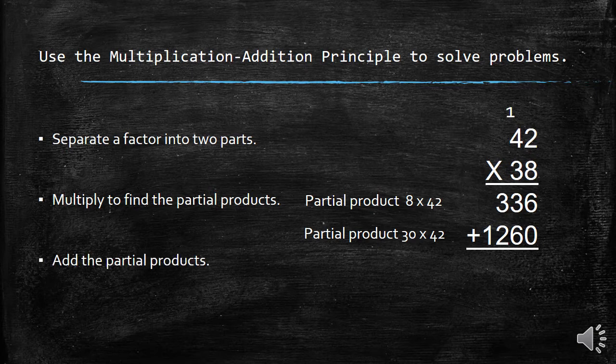The next step is to add the partial products. So let's do that. Remember to start at the ones place. 6 plus 0 is 6. 6 plus 3 is 9. 3 plus 2 is 5. And 1. 1,596. So that's the sample problem.